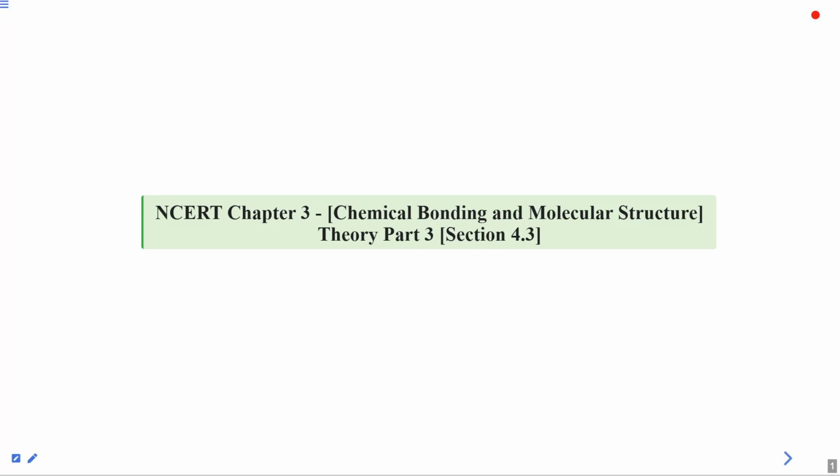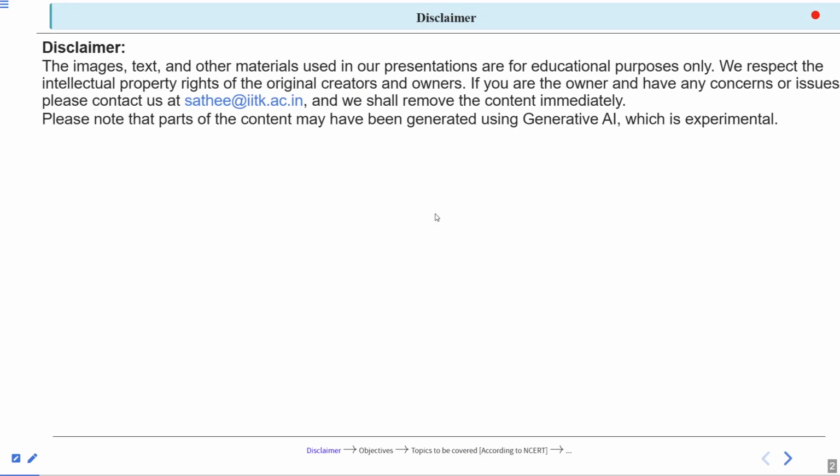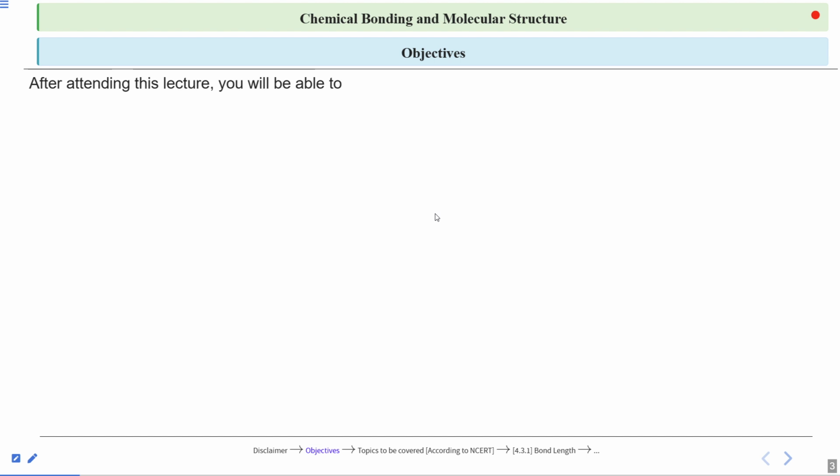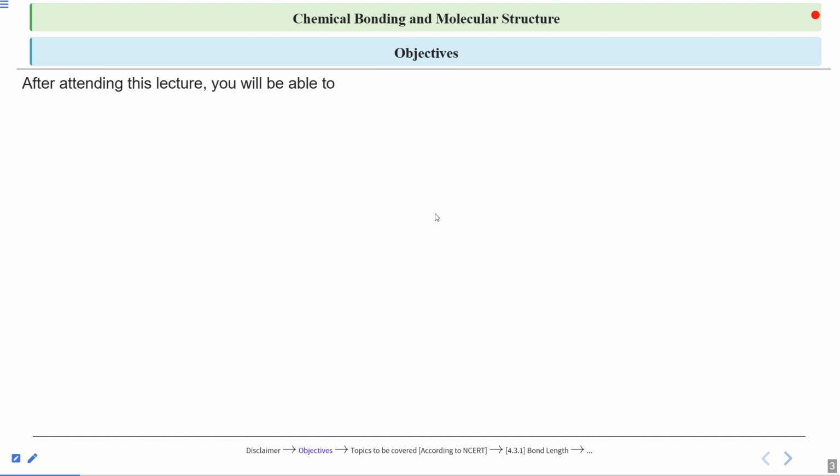So today's class is going to be very important from the chapter point of view. Today's topic would be section 4.3, and this is the third lecture of the chapter Chemical Bonding and Molecular Structure. So this is the disclaimer. In this class our objective would be to see the bond parameters.